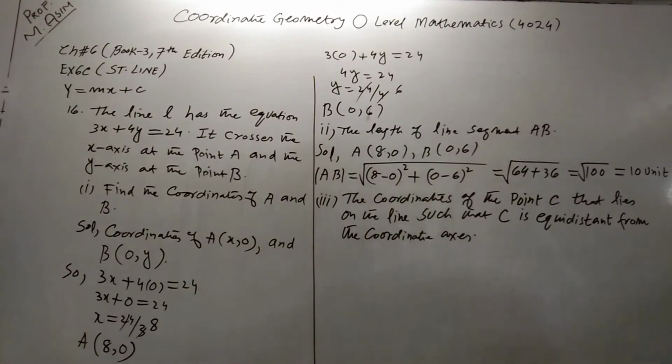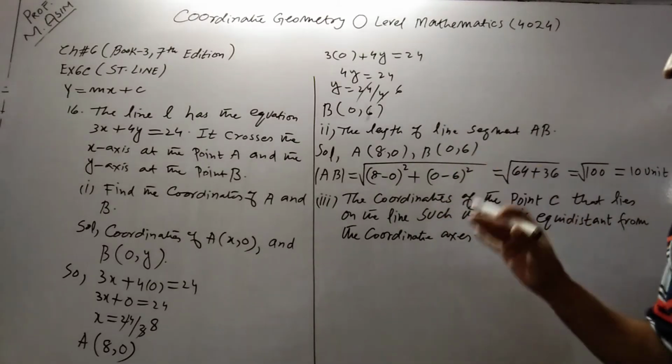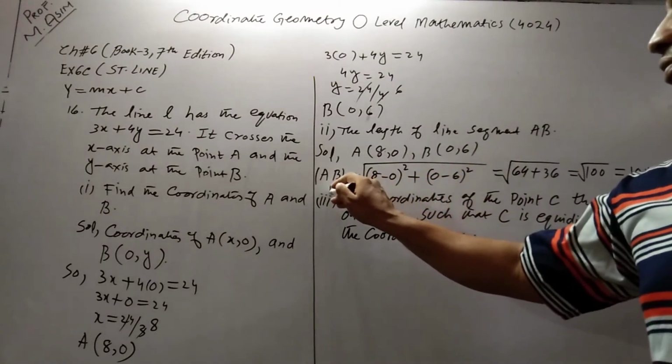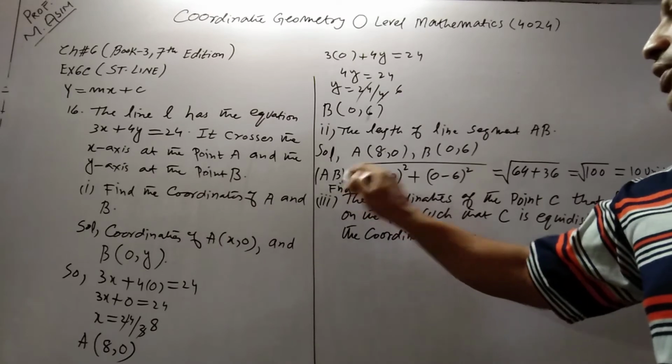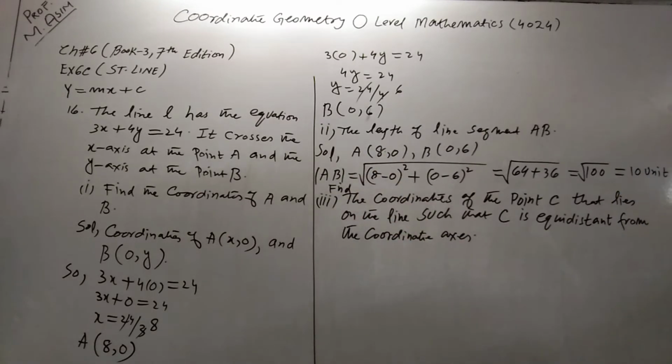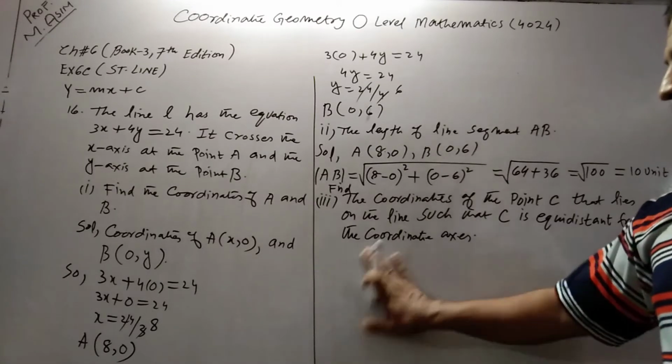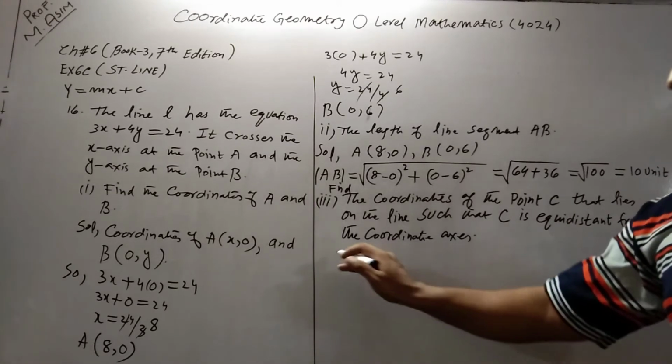The coordinate of the point C that lies on the line such that C is equidistant from the coordinate axis. I forgot to write the word find. Find the coordinates of the point C that lies on the line such that C is equidistant from the coordinate axis. This is very important and very understandable part. Solution.